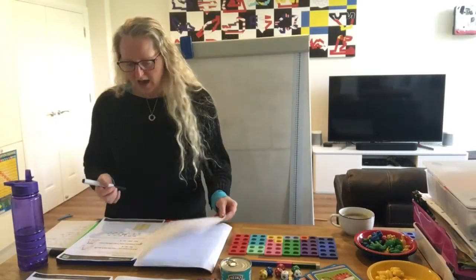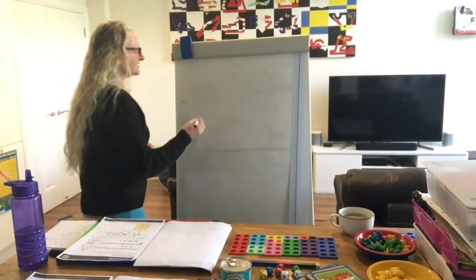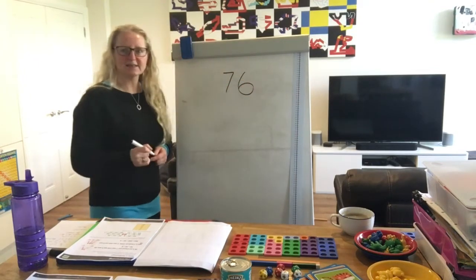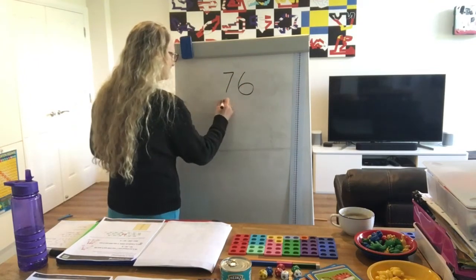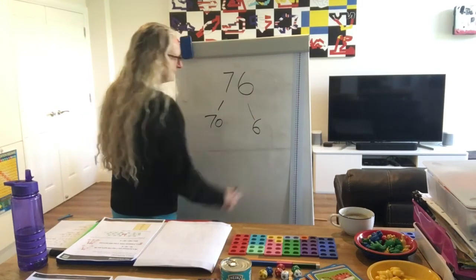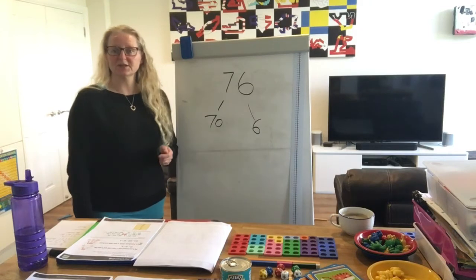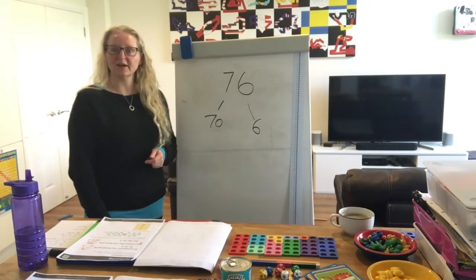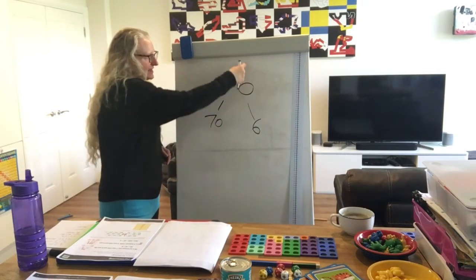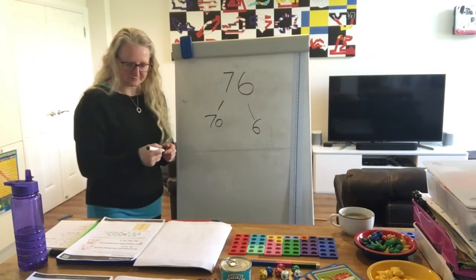My notes. What is partitioning? Partitioning is simply the breaking down of a number. Okay, 76, yeah? 76 is 70 plus 6. So the easiest way to partition a number is in the place value, which you should know about now. So 7 tens is 70, 6 ones is 6.